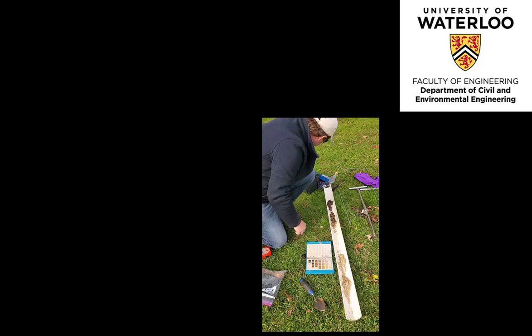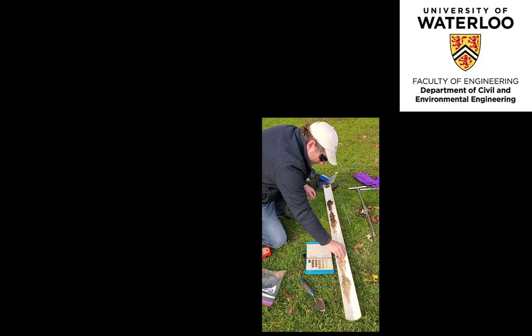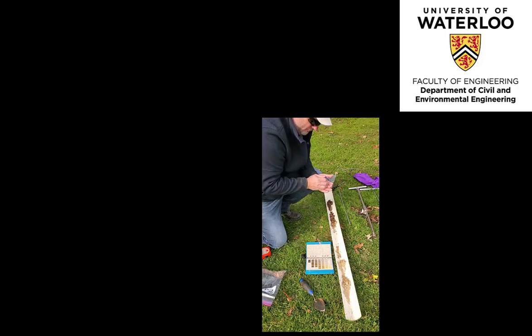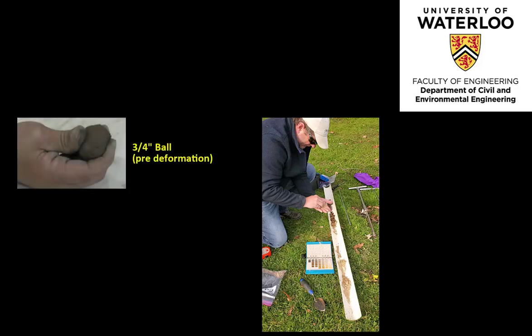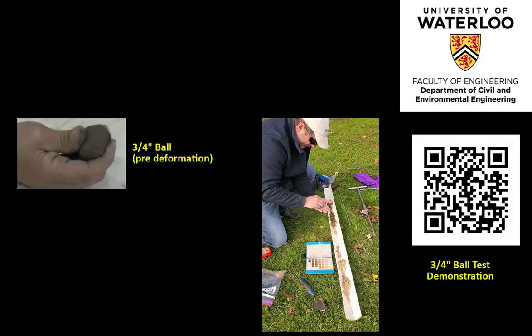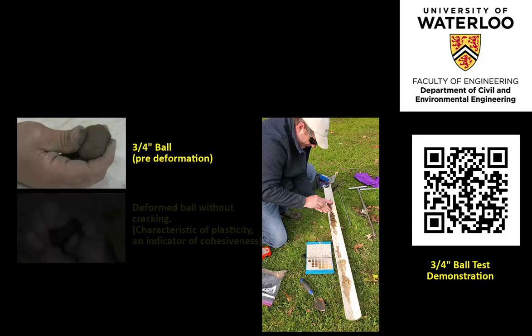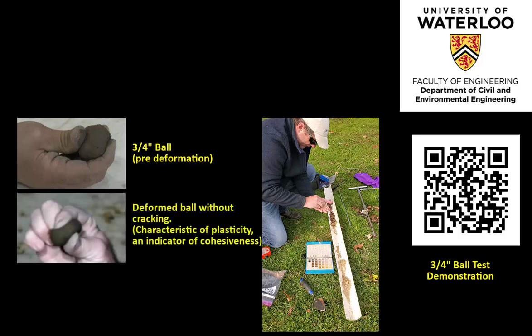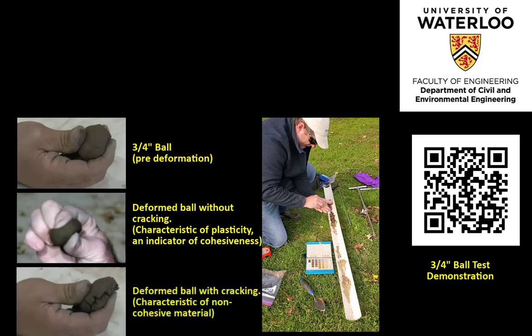To test for plasticity, a sample of the E horizon was attempted to be rolled into a 3/4 inch ball to undertake the 3/4 inch ball test to evaluate the cohesiveness of the media of interest. After forming a 3/4 inch ball of material between one's hands, one presses their thumb into the newly shaped ball. If the ball deforms without cracking, this is a field indication of plasticity. In this case, a ball was not even able to be formed, indicating the non-cohesive structure of the substrate.